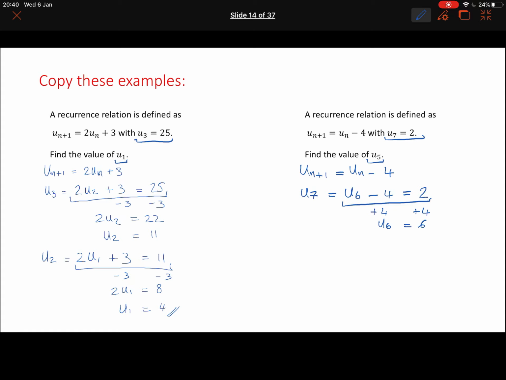Now that I've got u6, I can use that to work backwards and work out what u5 is. So u6 would have come from u5 take away 4. I know that u5 take away 4 would have been equal to 6. And again, this gives me a nice little equation to solve. So u5 take away 4 equals 6. If I add 4 to each side, I get that u5 is equal to 10. And there we are, there's our answer.